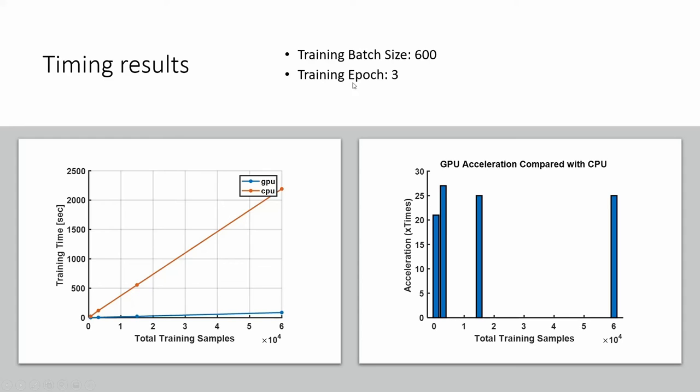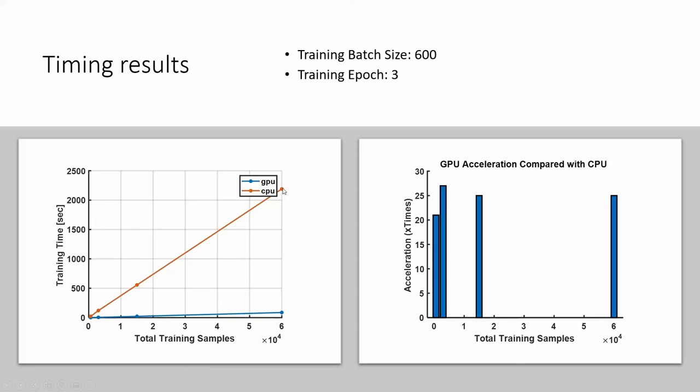I also did the analysis by varying the total training samples, and I fixed the batch size to be 600. For the training samples, we can see that for both GPU and CPU the training time increased linearly with the total training samples. Basically, because the initial time needed for GPU is very tiny, so even if it increased linearly, when it reached 60,000 images, it's still spending quite a small amount of training time.